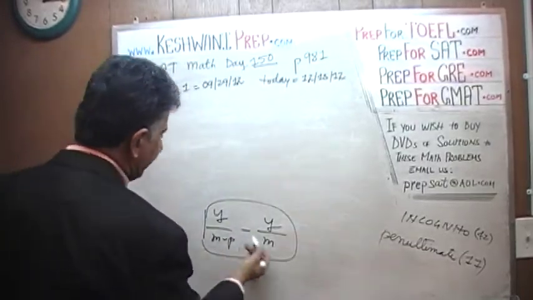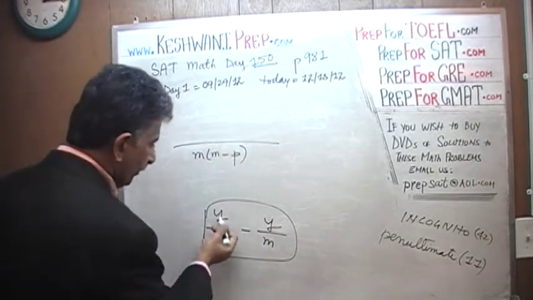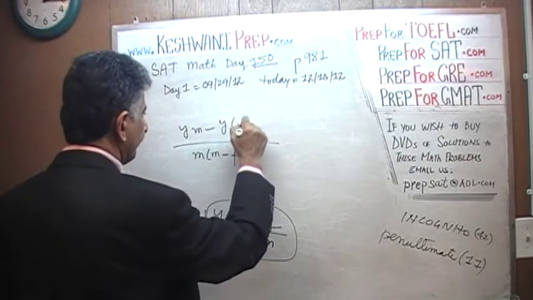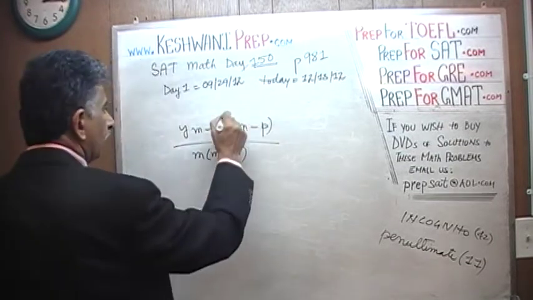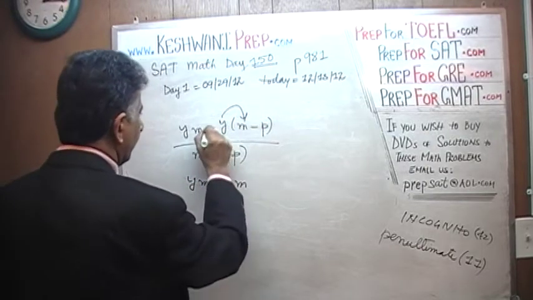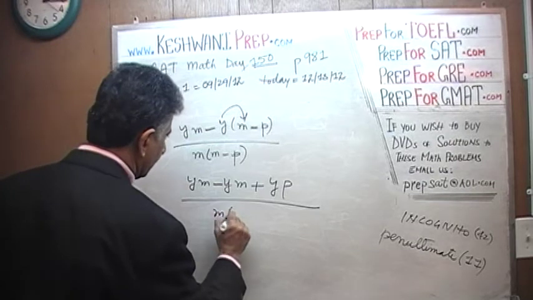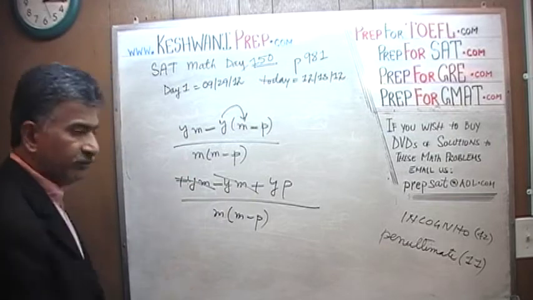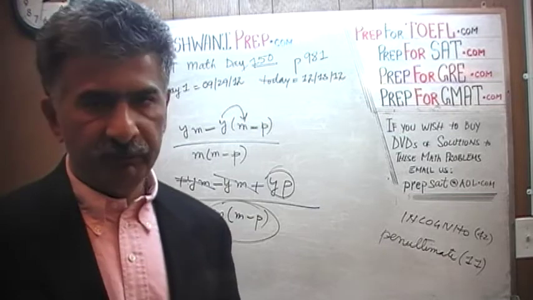The common denominator here is going to be M times M minus P, and on the top it's going to be Y times M minus Y times M minus P. That's it. Open the parenthesis. So we get Y times M, so we get YM minus YM, and a negative becomes positive, YP over M times M minus P. As you can see, this YM will cancel out with this one, and we end up with Y times P over M times M minus P. Same as the answer choice E.